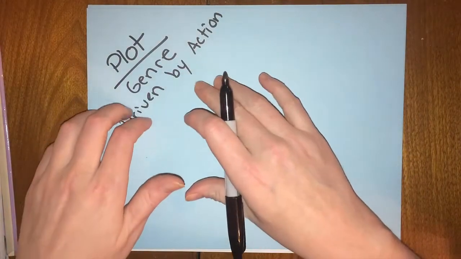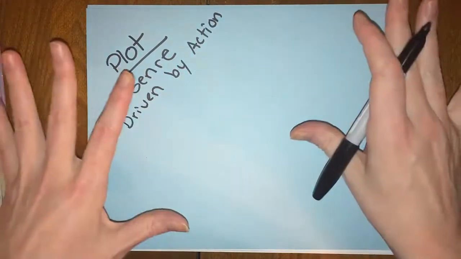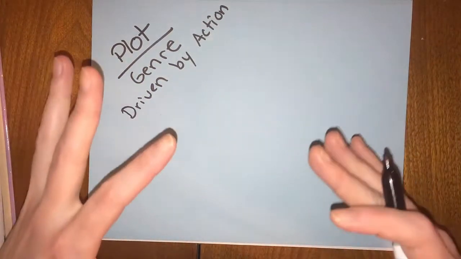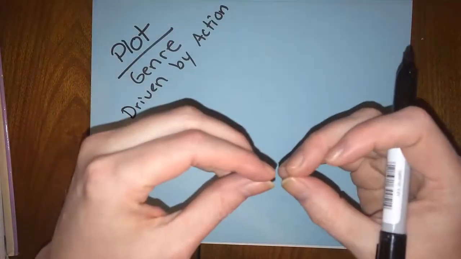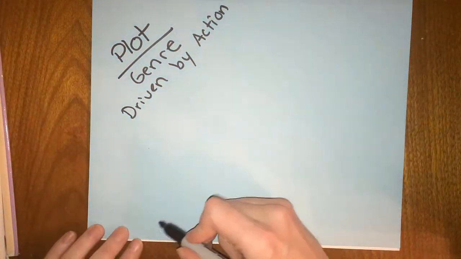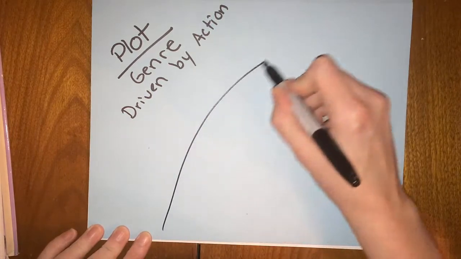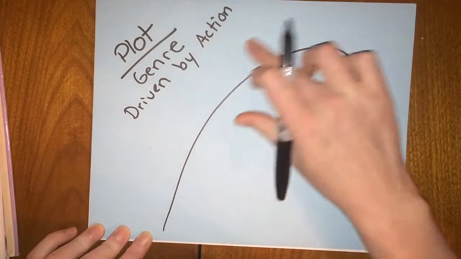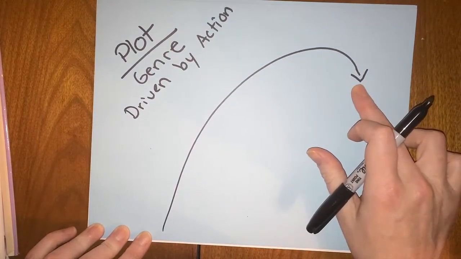So a genre plot, because it's driven by action, is actually much easier for you to plot out. And just as the term plot would apply to plotting a course in a map, it also applies that way in a story. You can actually draw out a plot. So a genre plot is fairly linear. And it moves from a baseline up an arch to the resolution.